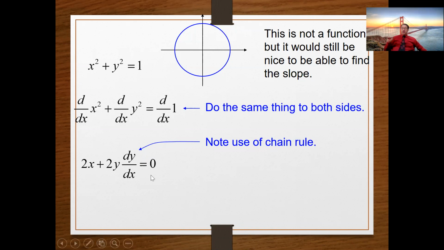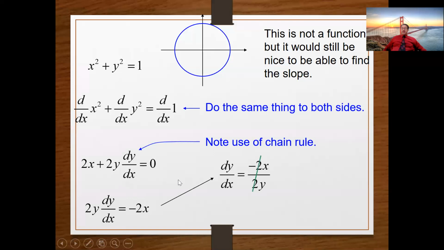If you want to separate the derivative dy over dx on the left-hand side, you can. I can put it here and rewrite x on the other side and divide all by 2y. So dy over dx becomes negative x over y. Is it hard for us? Hard, right?